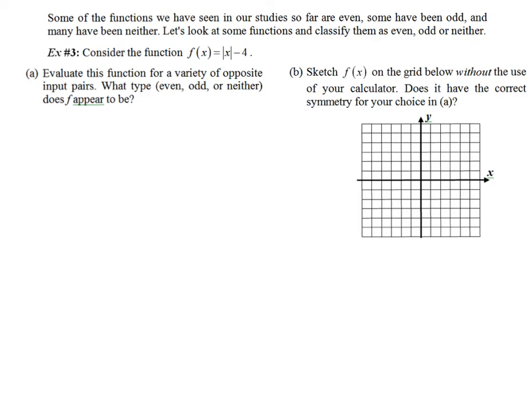In exercise number 3, I've got the function f of x equals the absolute value of x minus 4. So I'm going to start by looking at this numerically. It says evaluate this function for a variety of opposite input pairs and then determine whether this function looks like it's going to be even or odd. Then we're going to go ahead and sketch this graph on the axes and see if the graph coincides with the answer that we got by looking at the table of values.